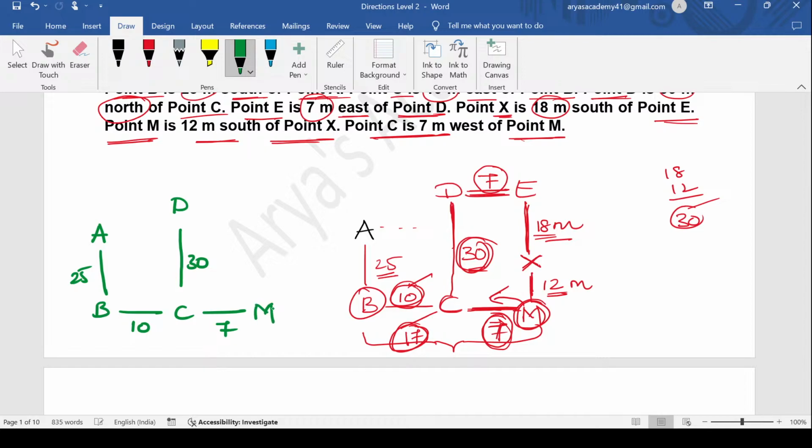Here comes point M, and there is another point which is E over here. And this distance is how much? 7. From E towards south at a distance of 18 meters, there is another point which is X, and from X, if you move further south at a distance of 12 meters, you get point M. This is the final diagram of that particular question, right?